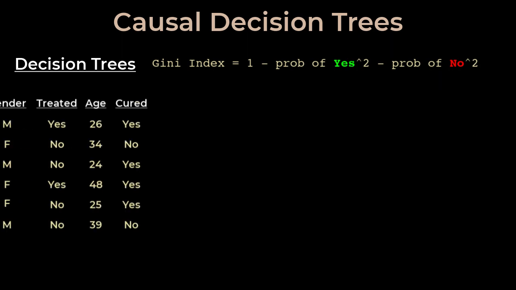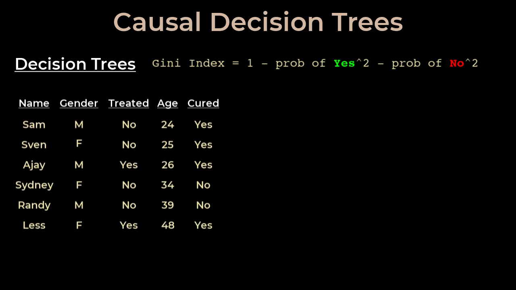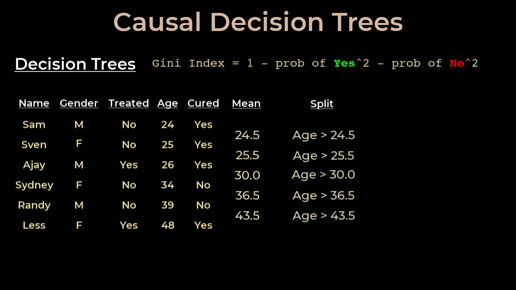Let's compare this now to the age split. The split for age isn't apparent, but we can get splits with a few simple steps. So we take the age of all individuals, sort those ages in ascending order, determine the average age of subsequent entries, and use each of these as potential thresholds to determine Gini indices. So let's take the first case. Age is greater than 24.5.